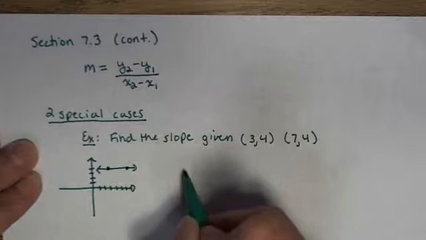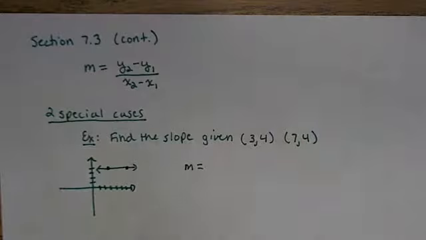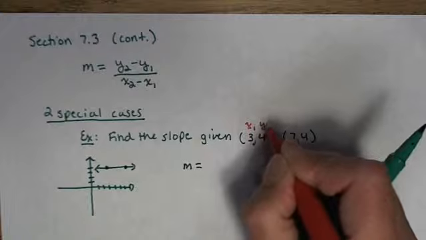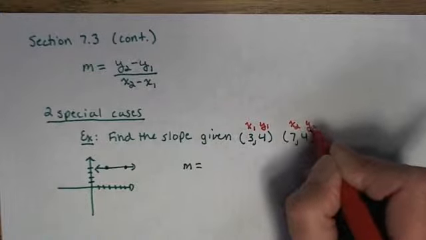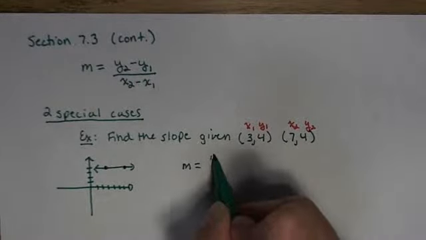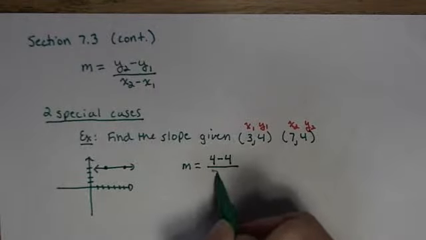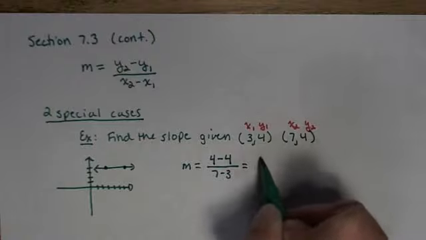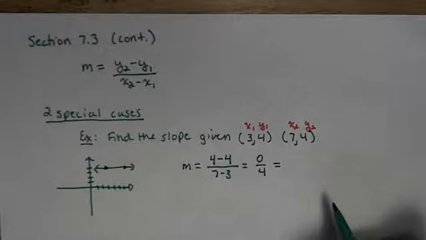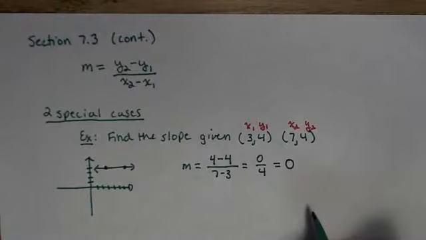Well, let's apply our slope formula. M is equal to, now what are our x and y values? Again, if it's helpful, put your x sub 1, y sub 1, x sub 2, y sub 2 over your points so you can keep them straight. So I'm going to have my y's, which is 4 minus 4, over 7 minus 3. And I end up with 0 over 4, which equals, well, if I have 0/4 of anything, I don't have any parts, so that actually is 0.